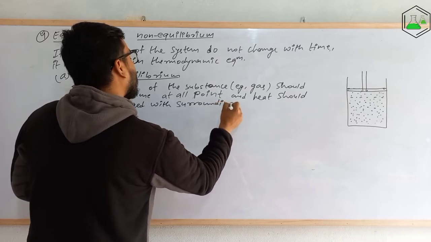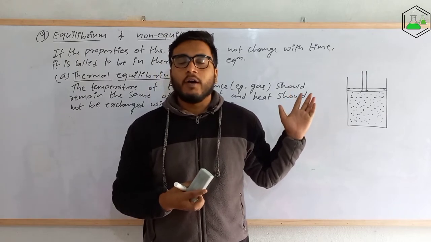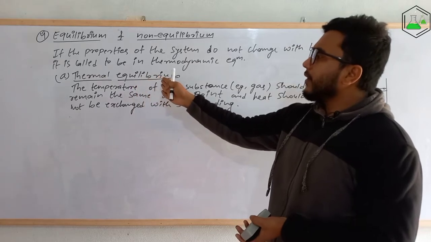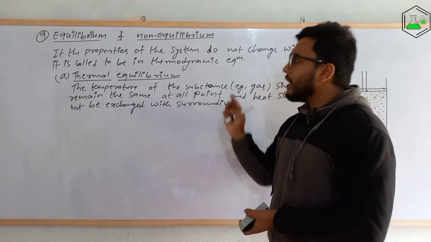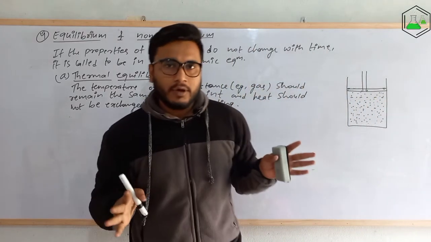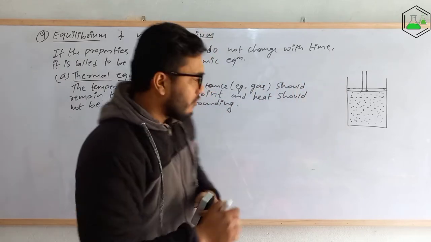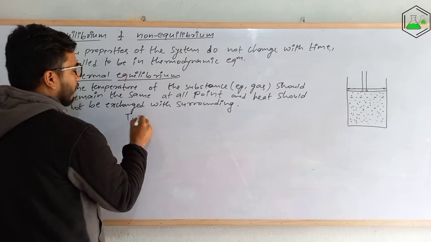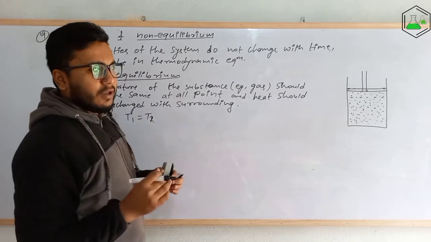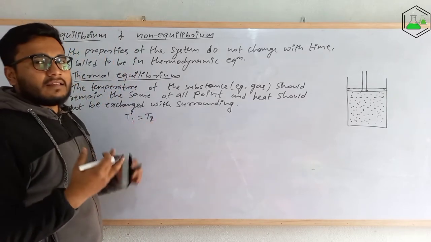and heat should not be exchanged with surrounding. Obviously, if the heat is being exchanged with the surrounding, then the temperature inside the system will obviously fluctuate, right? So what am I trying to say is that thermal equilibrium is the condition of the system in which it has a same temperature throughout the system at all the time. Okay, it would not exchange heat energy with the surrounding. So in this particular case, T1 will be equal to T2. This T1 is the temperature of the system and T2 is the temperature of the surrounding. They will remain same. That's why they won't exchange heat energy.